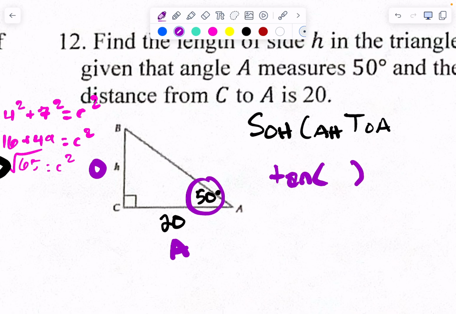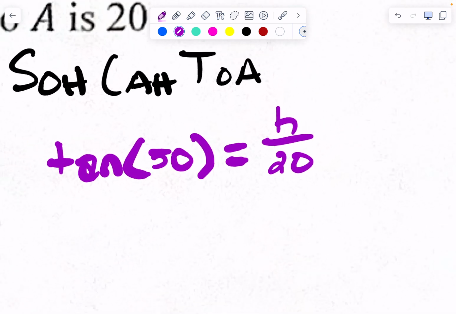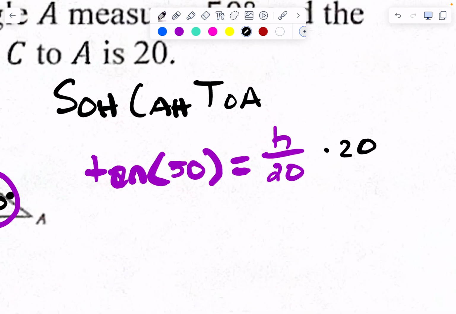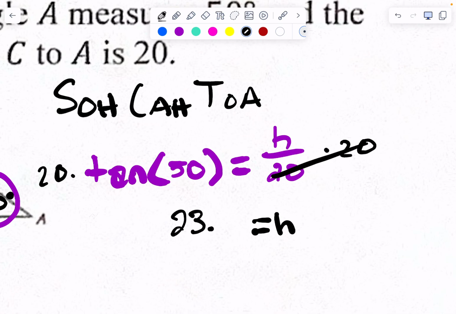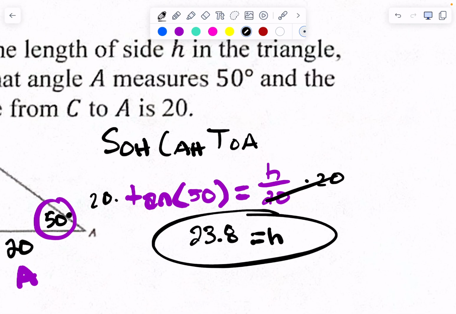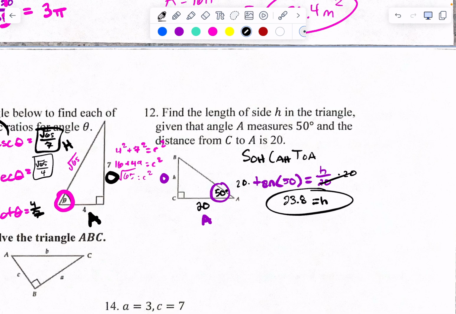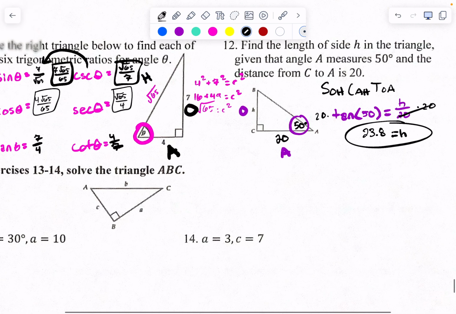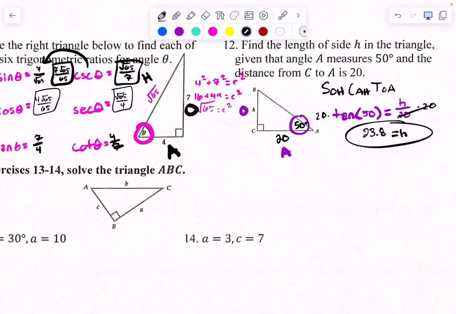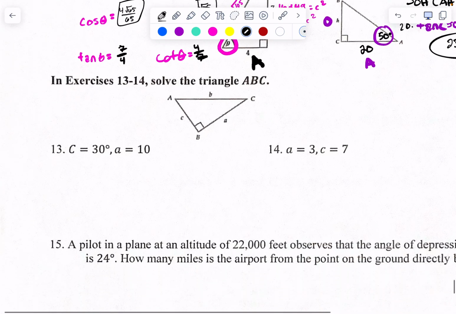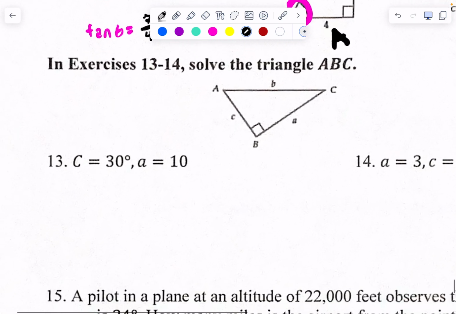50 degrees. Tangent of 50 equals, opposite is H over 20. Now how do I get H by itself? Multiply by 20. 20 tangent 50, H is 23.8. Whatever units. Questions about that? That was really fast. Give us a bunch of those, right? All right. 23.8. 13.